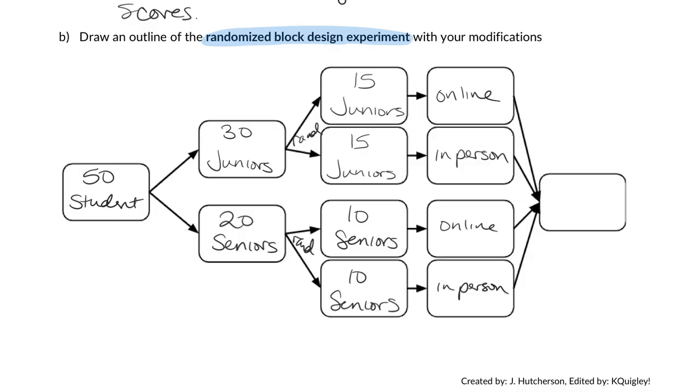Once they have gone through the treatment from our random groups, we can then come back all together and compare SAT scores. We would be able then to control for age. Did the actual treatment of online or in-person class affect your SAT scores?